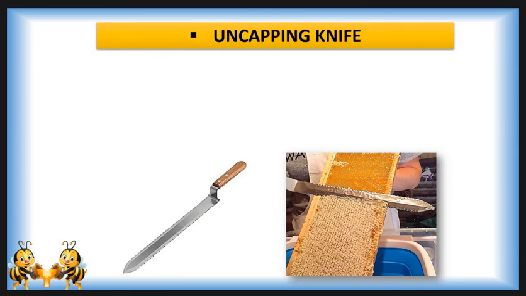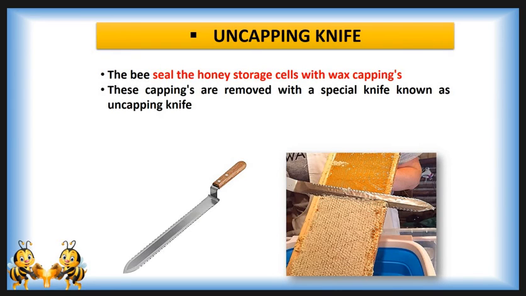Then the uncapping knife. The bees seal the honey storage cells with wax capping. These cappings are removed with a special knife known as an uncapping knife. Uncapping is carried out for honey extraction. The uncapping knife is made from stainless steel. In the market, an electric uncapping knife is also available.